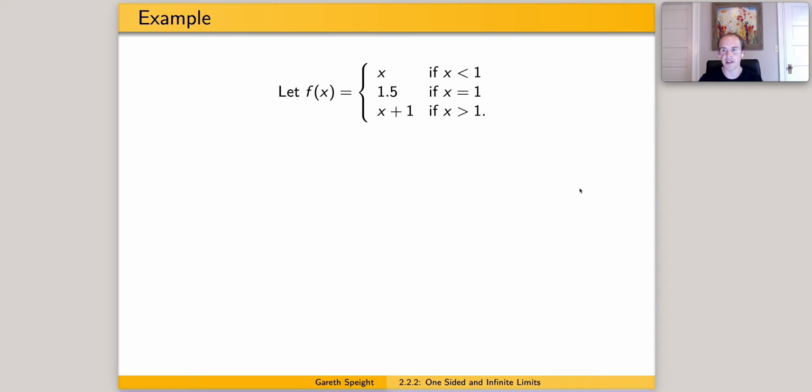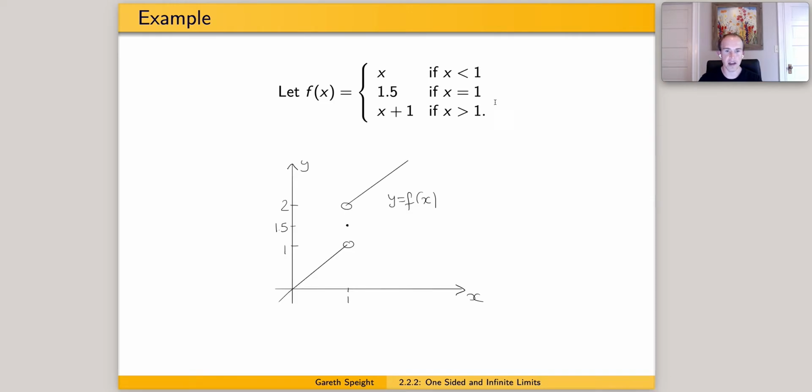Okay, so let's see one of these examples of definition by cases that I talked about. So here we have a function f of x. It's equal to x if x is less than 1. It's equal to 1.5 if x equals 1, and it's equal to x plus 1 if x is bigger than 1. Okay, it's kind of a strange function, but I cooked it up as an example.